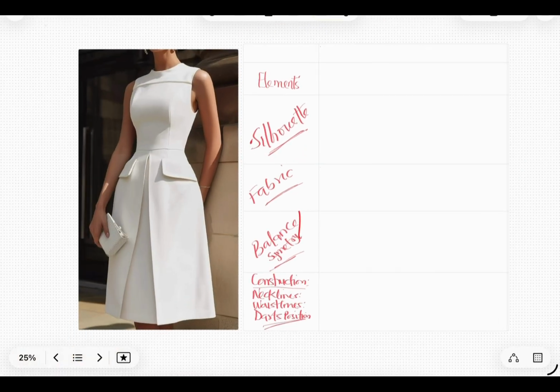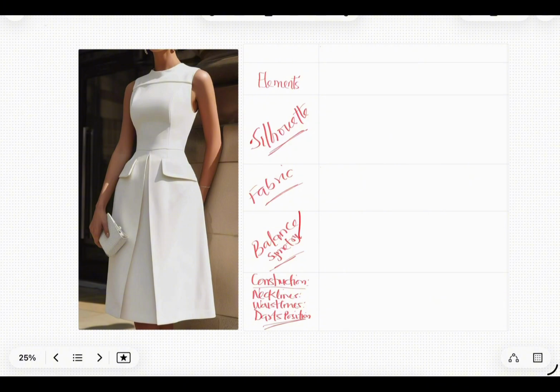In this video, we'll be deconstructing this beautiful dress. So let's get started. By now we know the drift. Let's deconstruct this under the following elements. Let's start with the silhouette as usual. So what can we see?